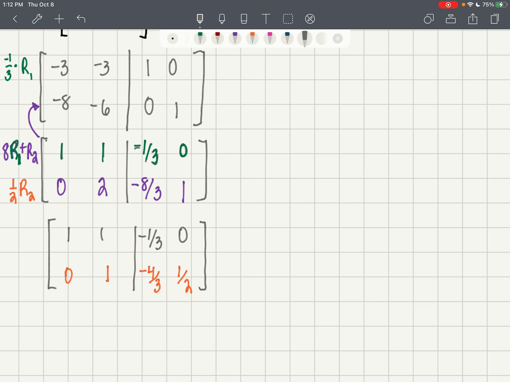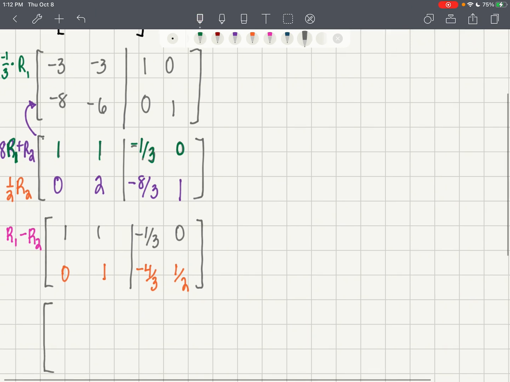And now we just need to get a 0 in row 1, and look at what I'm going to do. This is going to be interesting. I'm going to take row 1 minus row 2. And this is just an example of another way that you can look at this. So row 2 is pretty solid. It's staying the way it is because it's exactly the way we need it. Row 1 minus row 2.